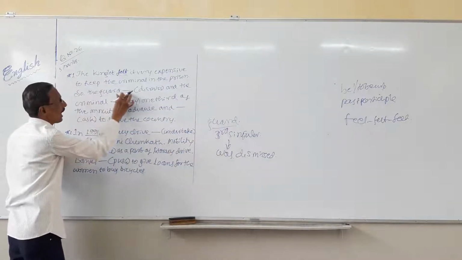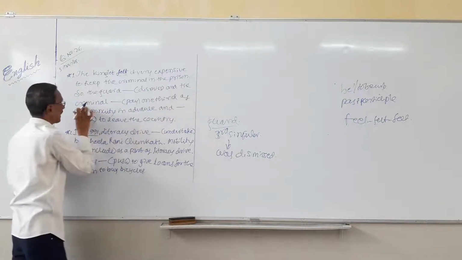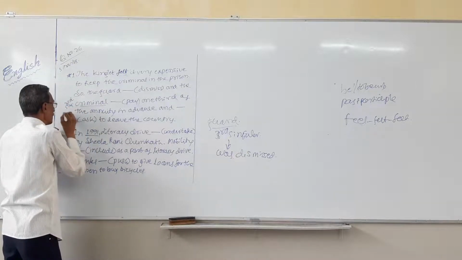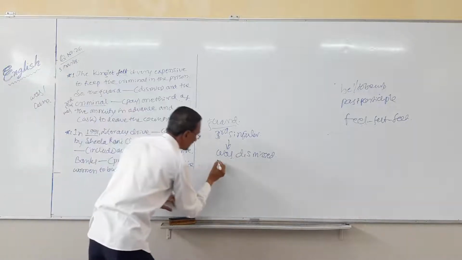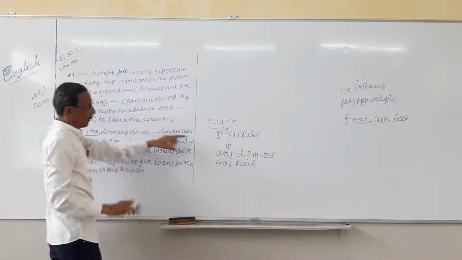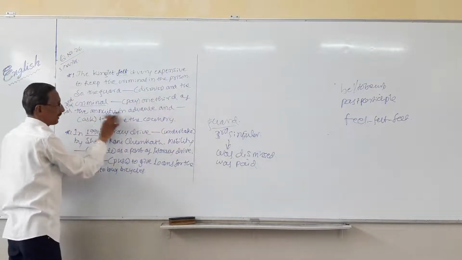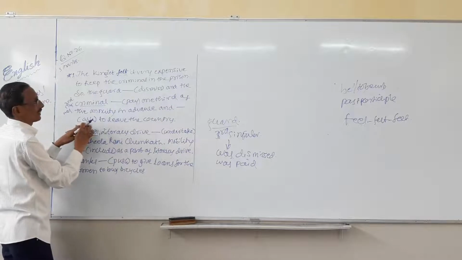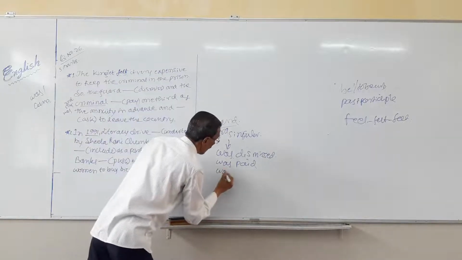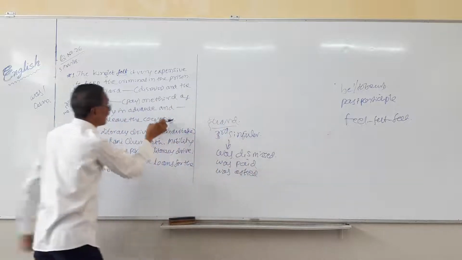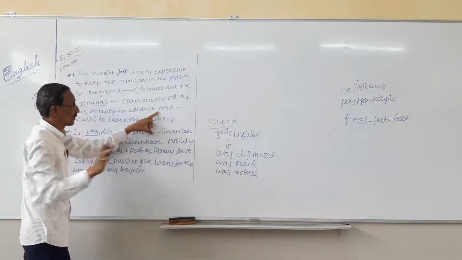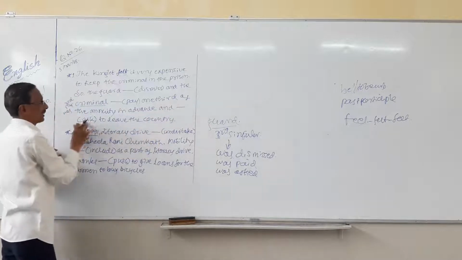And the criminal, again this criminal is third person singular, so there should be was. The criminal was paid, because the past participle of pay is paid, was paid 1/3 of the annuity in advance and was asked. Who is asked? The criminal. And was asked, because he was asked to leave the country. It is one sentence. And the criminal was asked to leave the country.